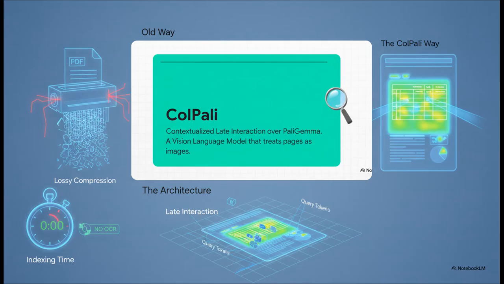And the tool that makes this possible is a model called ColPali. Now, the name actually tells you everything you need to know. The Pali part comes from PaliGemma, which is Google's super powerful vision language model. It can understand images. The Col part comes from a technique called ColBERT, which is famous for its incredibly precise search mechanism. We'll get to that in a second.